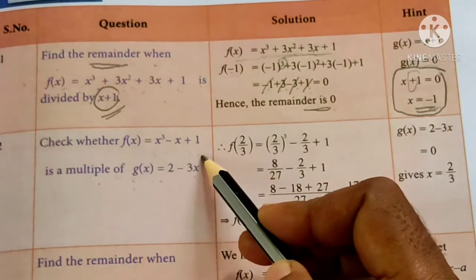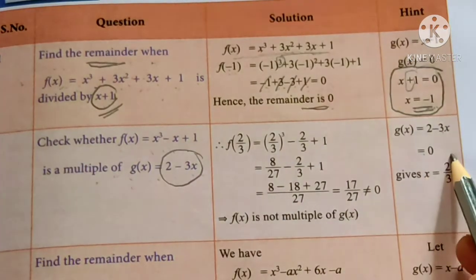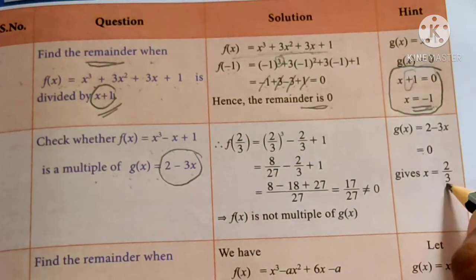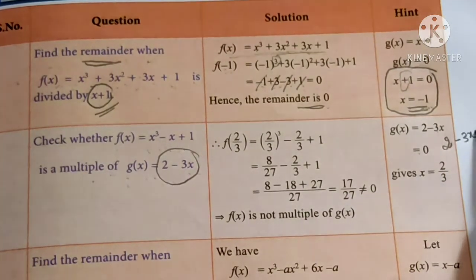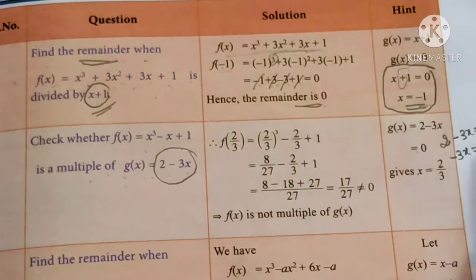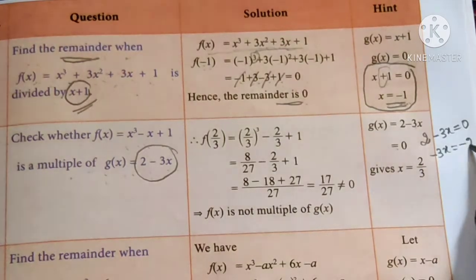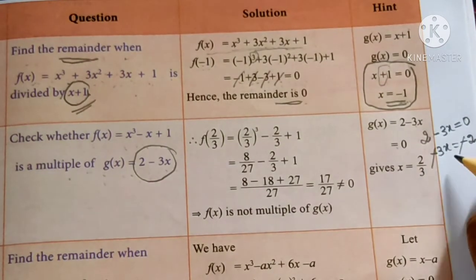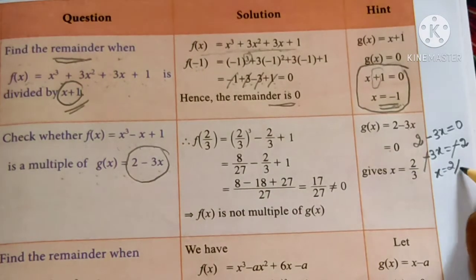Same procedure only. Take 2 minus 3x equal to 0. Then what's the value of x? Taking 2 to the right side, minus 3x equals minus 2. Minus and minus cancel. What's the value of x? x is 2 by 3.